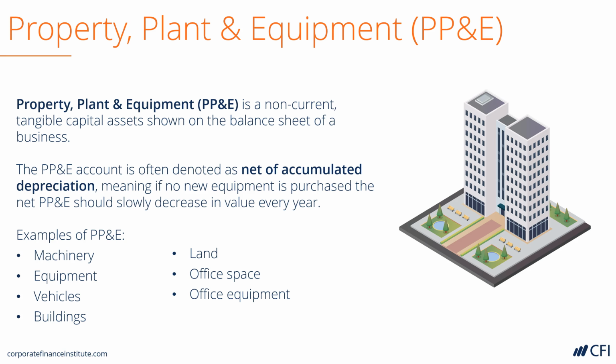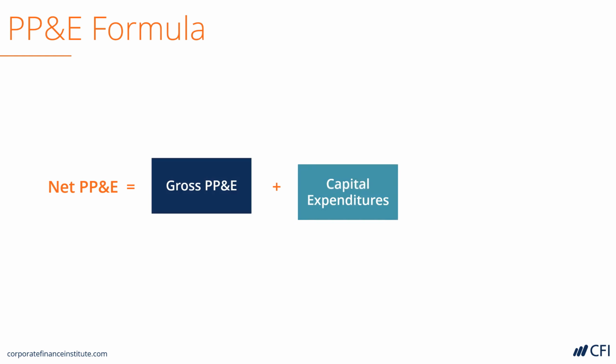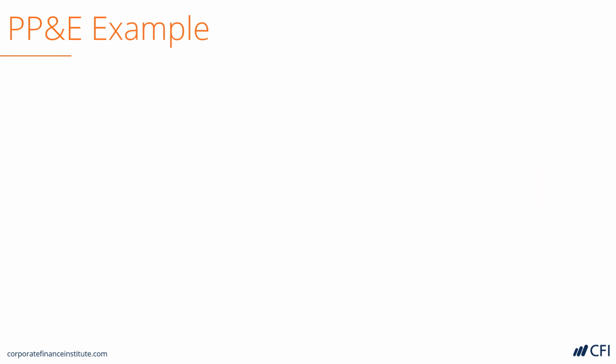Let's look at an example of how to calculate net PP&E. Here's the formula. You take the gross PP&E, which is the original value or the original price of that property, plant, and equipment. Add to it any capital expenditures, which are reinvestments in it or additional purchases to it, and then subtract from that all of the accumulated depreciation over time. The result is the net PP&E that goes on the balance sheet.